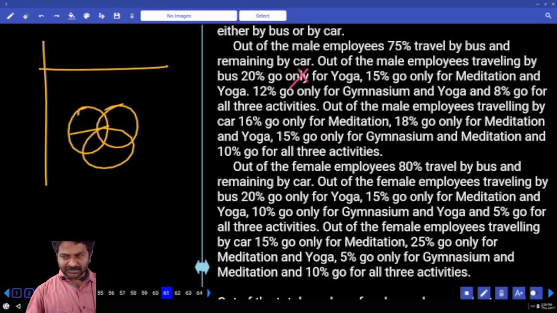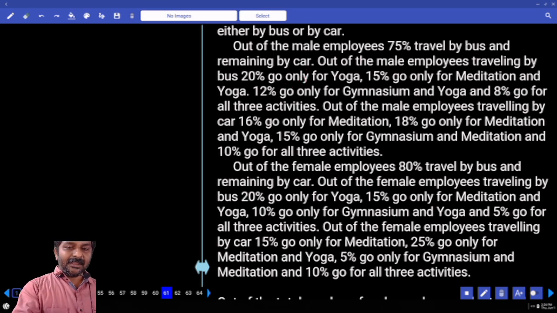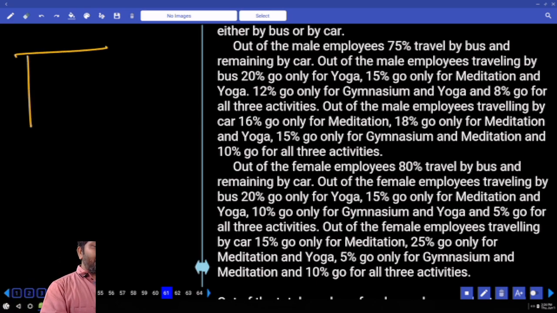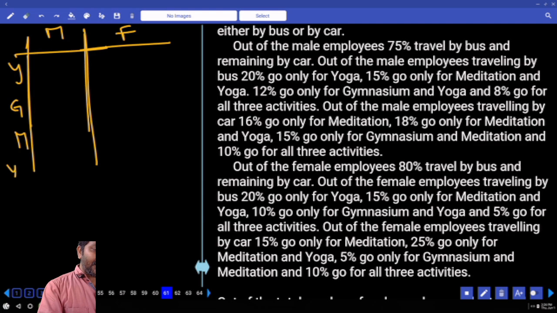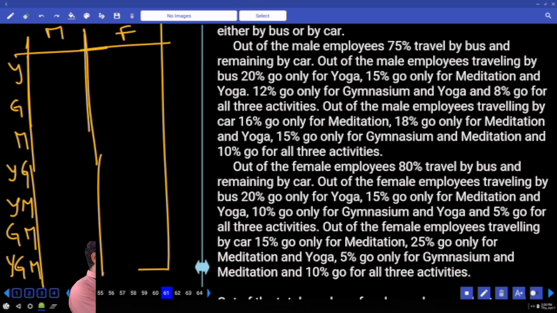Okay, now try it. For this particular question you need to frame two tables, one for male and the other for female. In the table two pieces of information are required: yoga, gymnasium, meditation, yoga and gymnasium, yoga and meditation, gymnasium and meditation, yoga, gymnasium and meditation. Like this, you need to prepare the table. Once that is done, questions become easy. Okay?